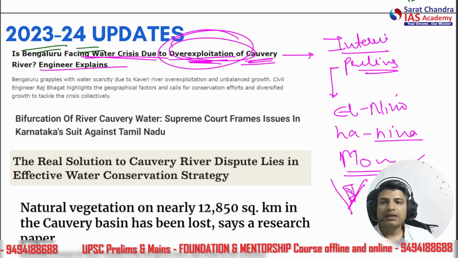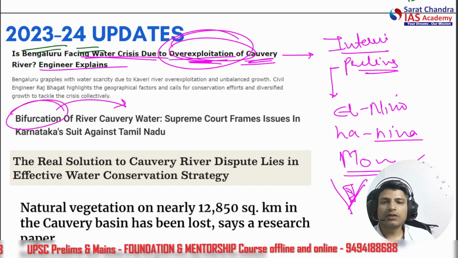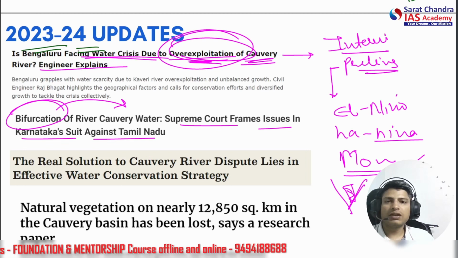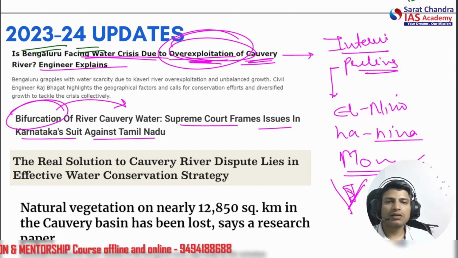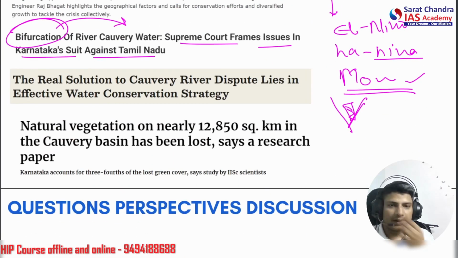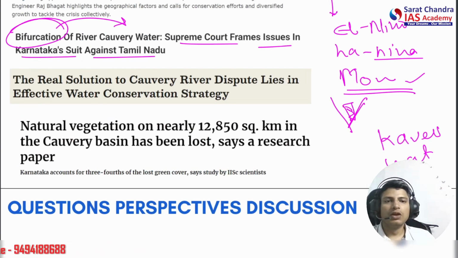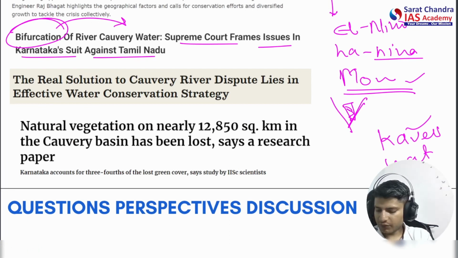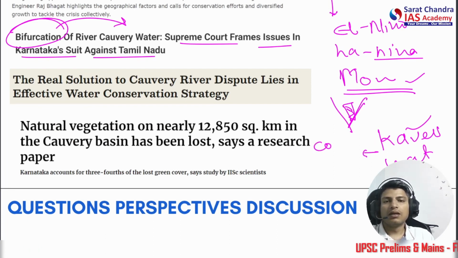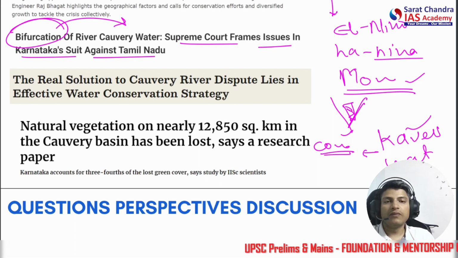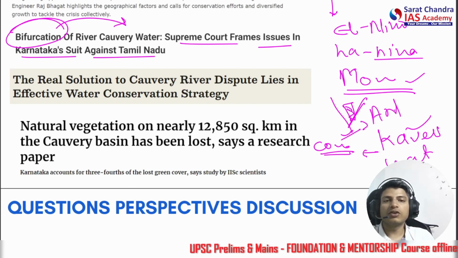Okay. Second thing is the bifurcation of Kaveri river water. Supreme Court frames issue in Karnataka suit against Tamil Nadu. So this Kaveri water issue is also a major topic. It is also known as the Kaveri water dispute. In this dispute, almost all of the states have gotten their share of the water. But what we need to see is the constitutional perspective. What does the Constitution say about water disputes? Which article deals with water disputes?